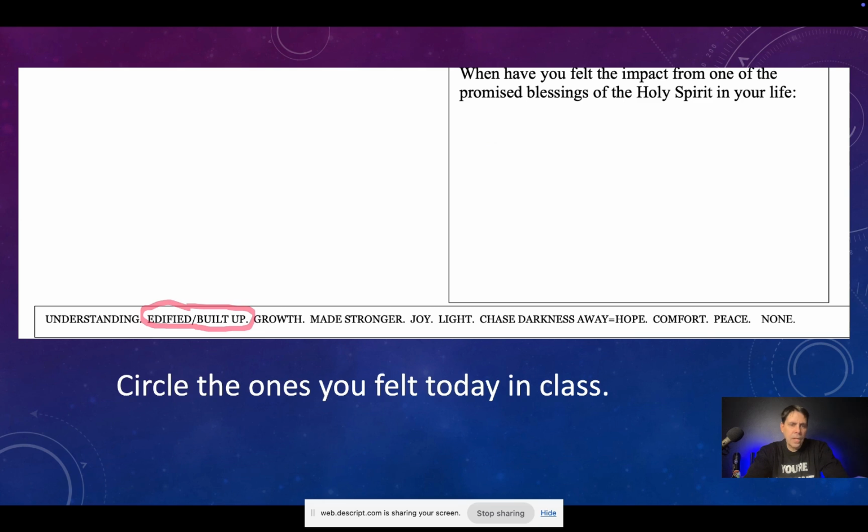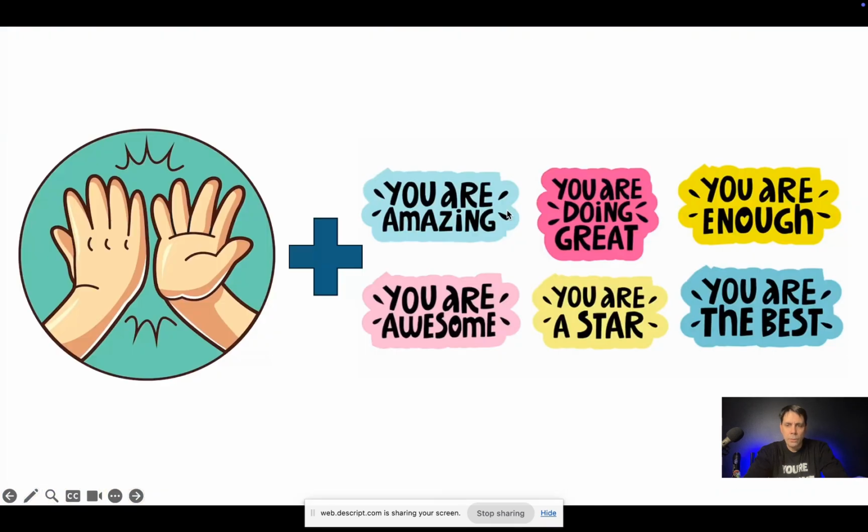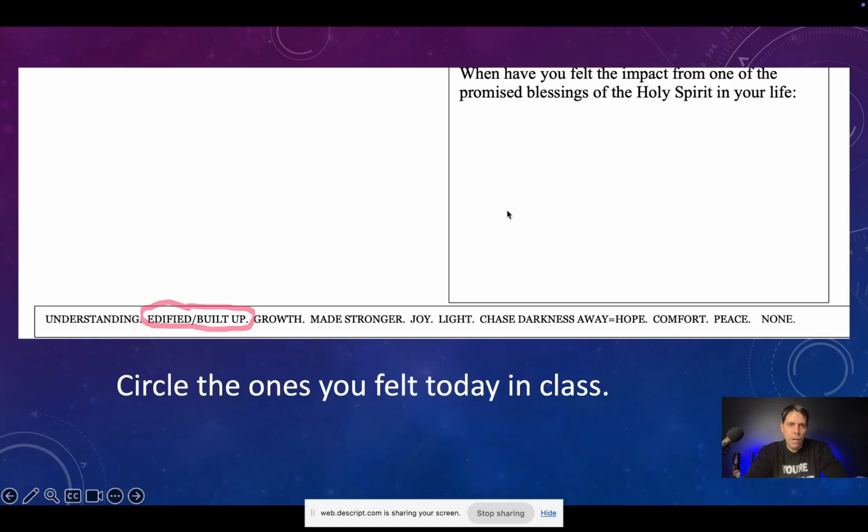And then the last thing I do is circle the ones you felt in class today. I put the words that are found in the scripture block, some of them, down at the bottom. And I say, okay, which ones did you feel in class? Okay, share with your neighbor. And then let's get a few people to share with the class.